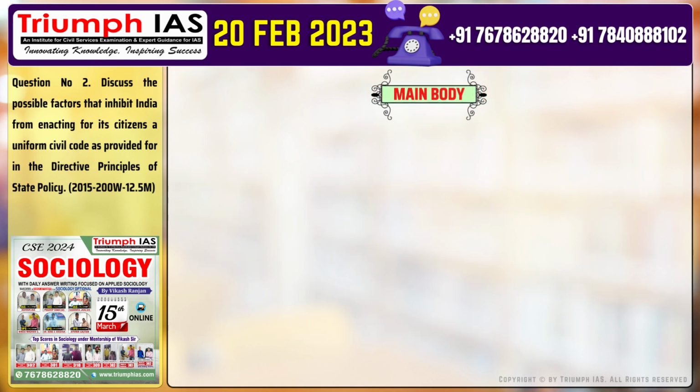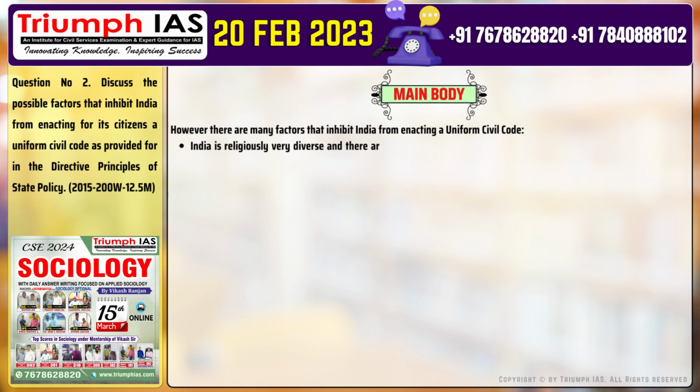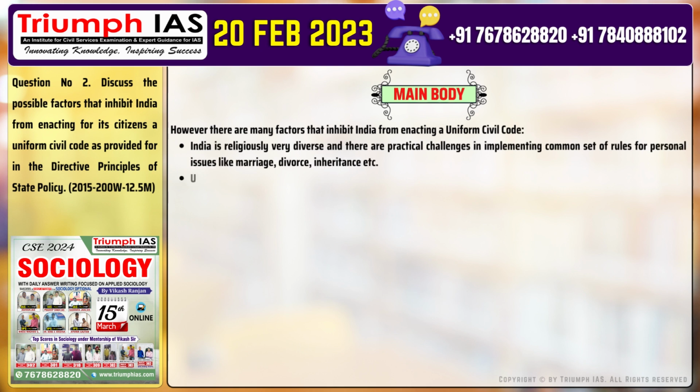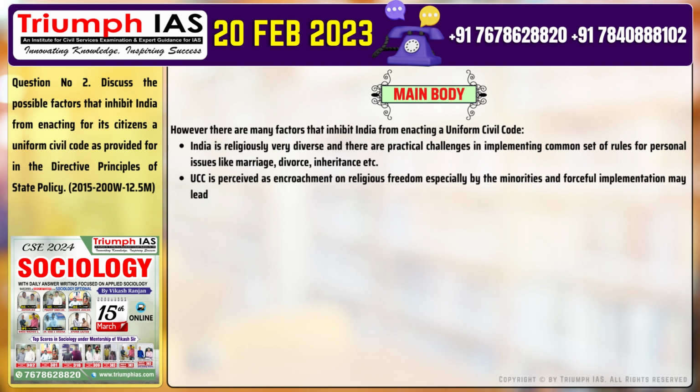The main body of the answer should be: however, there are many factors that inhibit India from enacting a uniform civil code. 1. India is religiously very diverse, and there are practical challenges in implementing a common set of rules for personal issues like marriage, divorce, inheritance, etc. 2. UCC is perceived as encroachment on religious freedom, especially by the minorities, and forceful implementation may lead to social unrest.